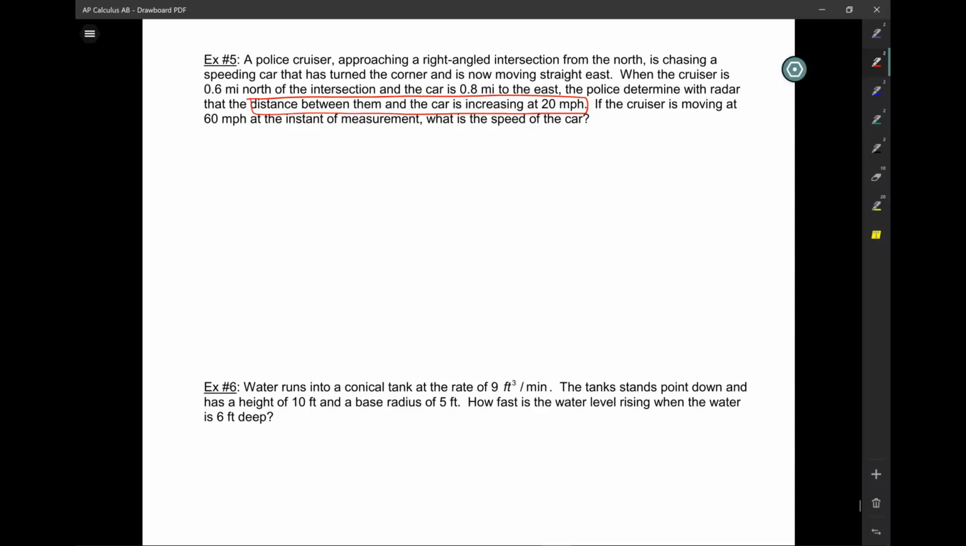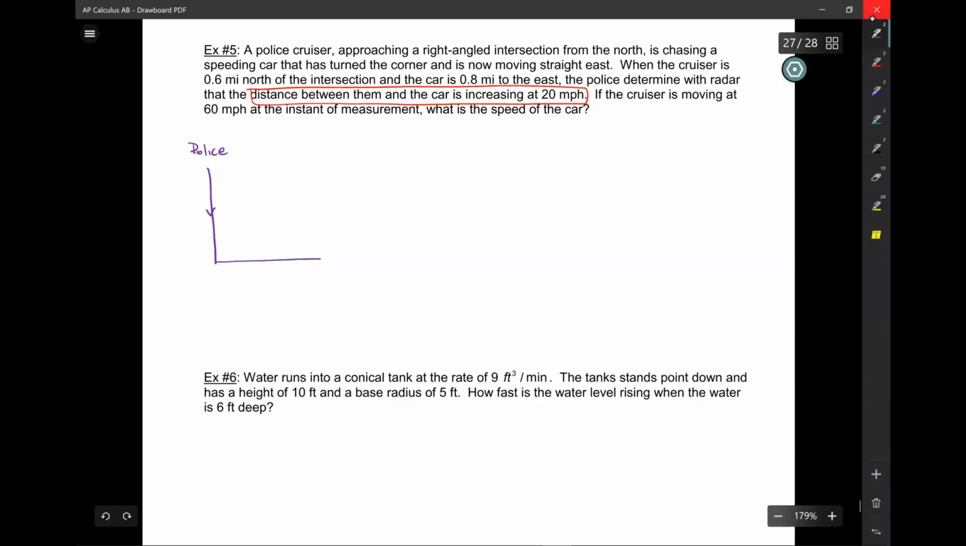I have no idea. I need a diagram. Okay, so let's do a diagram. A police cruiser is approaching a right-angled intersection from the north. If he's coming from the north, then he's going southbound, right? So this is where the police car is. He's going from here down. And then he comes to a right-angled intersection. The guy turns east, and he also follows him east. So that's that way. Yeah?